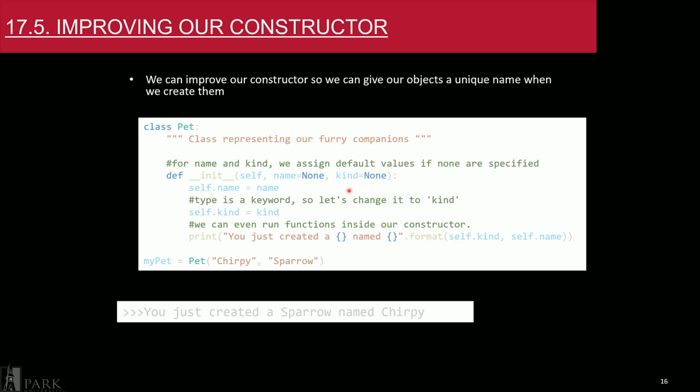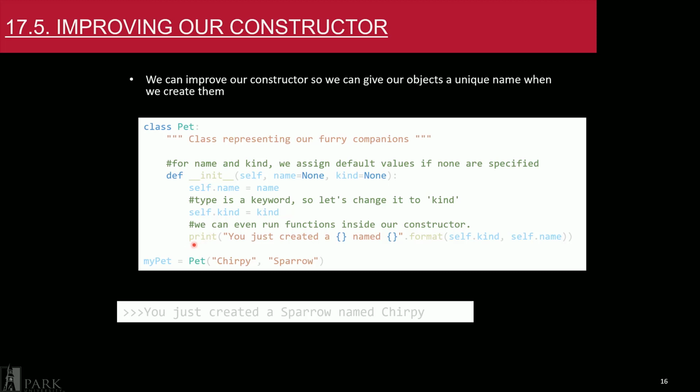Then what we do is we still have our self.name and our self.kind, and we are going to assign to those the value of whatever was passed in, or none if nothing was specified. And likewise with kind. This kind right here corresponds to the value that gets passed in when the object is constructed.